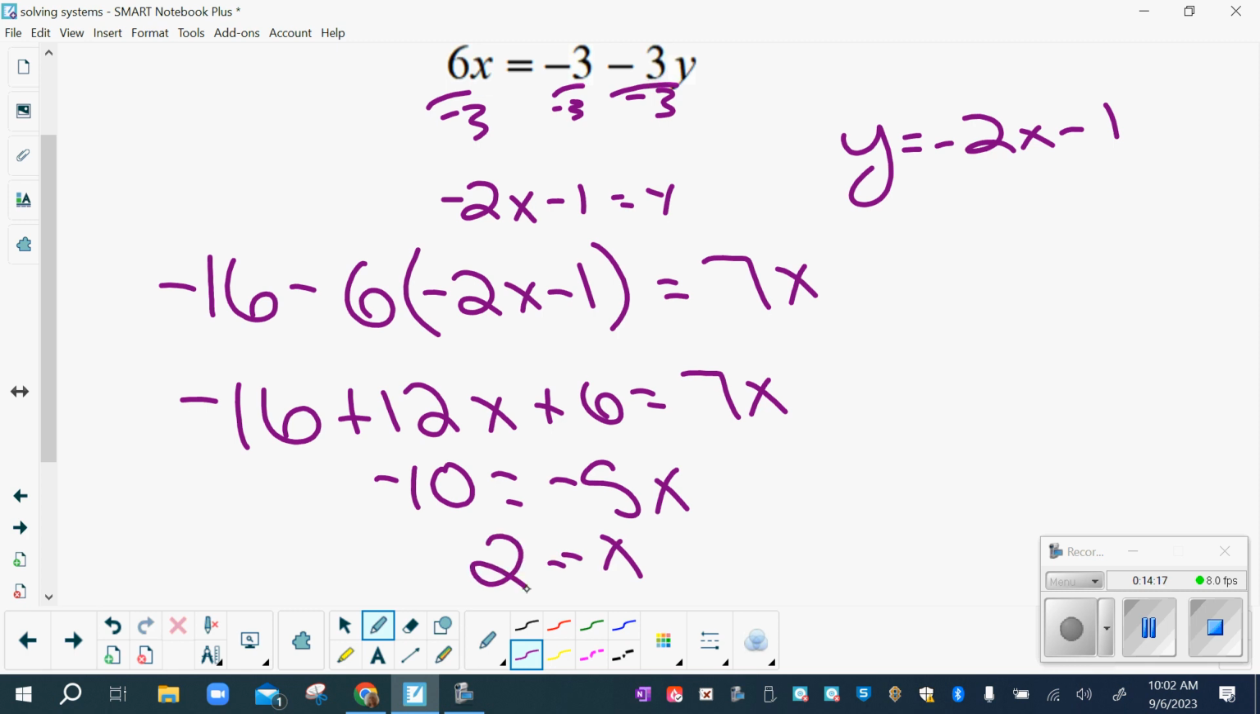Here's what's nice. I'm going to take this bad boy and plug it in over here. So I'm going to say 2, negative 4 minus 1, negative 5. Did you find anything? Yeah. I'm going to stop. That's as bad as it gets.